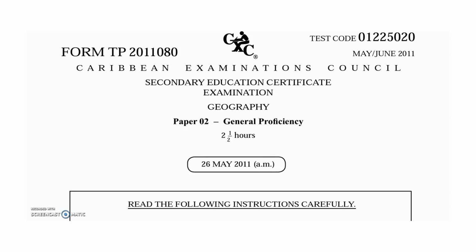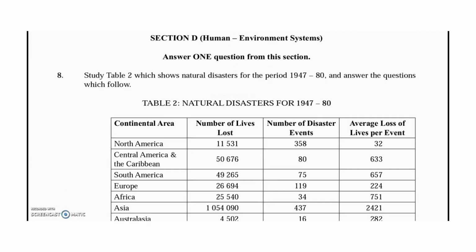All right, folks, so we're actually going to be in the 2011 paper. We're actually going to do section D, all right? The last section in the 2011 paper, Geography Paper 2, structured paper, general proficiency. Now with respect to section D, question number 8: study table 2, which shows natural disasters for the period of 1947 to 1980, and answer the questions that follow.